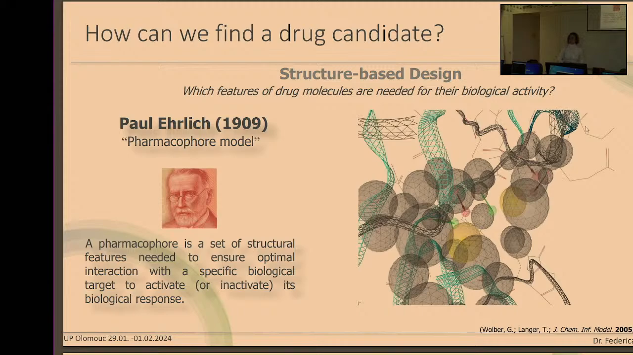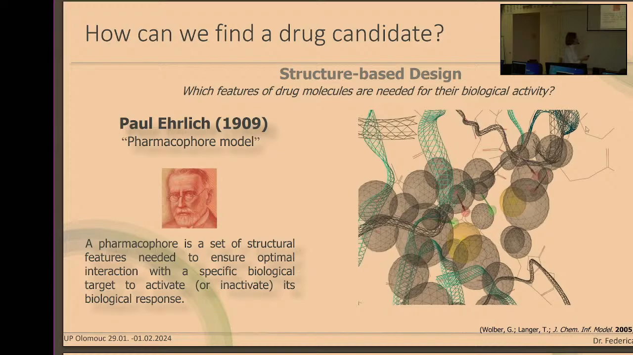So we will focus on structure-based drug design. One approach in structure-based drug design is to create a pharmacophore model of our ligand against its target. I will not give you so many details about pharmacophores because tomorrow you will have the lesson about pharmacophores, but the basic definition is that with a pharmacophore model, we can collect a series of ligand features that ensure the optimal interaction with the target, and these features can activate the biological response of the target.